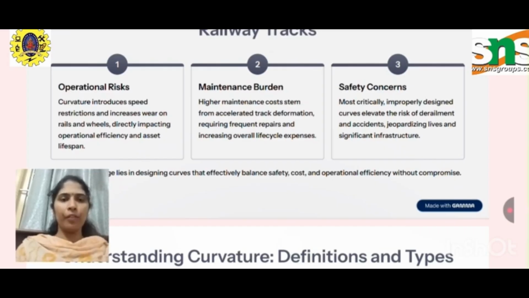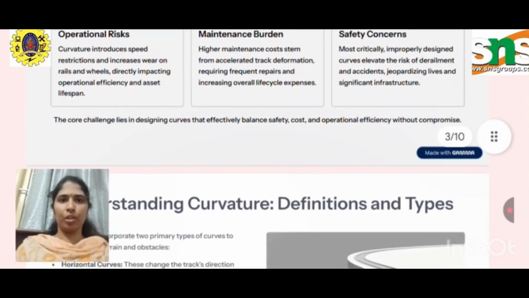Third one is safety concern. Most critically, poorly designed curves elevate the risk of derailment and accident, jeopardizing lives and significant infrastructure. The core challenge lies in designing curves that effectively balance safety, cost and operational efficiency without compromise.